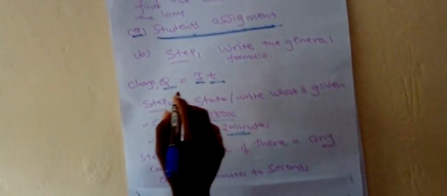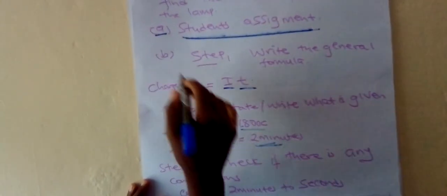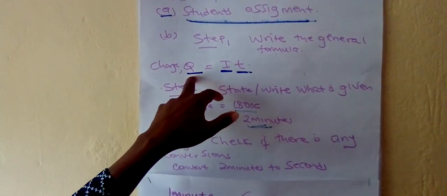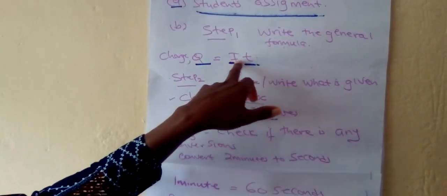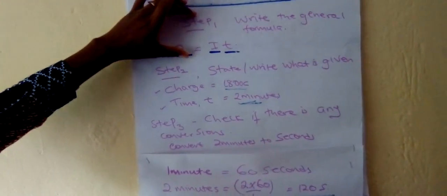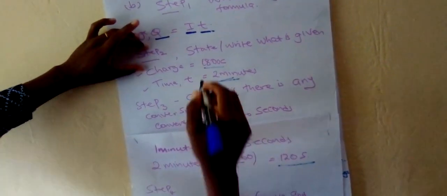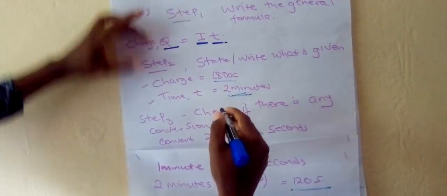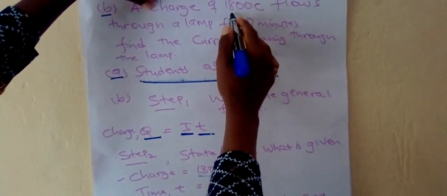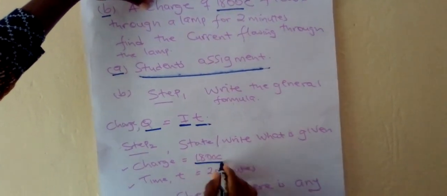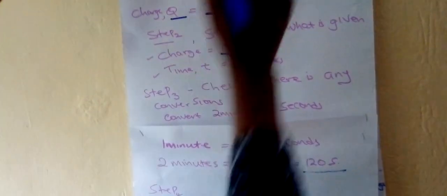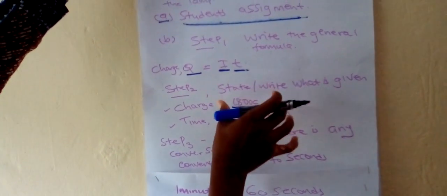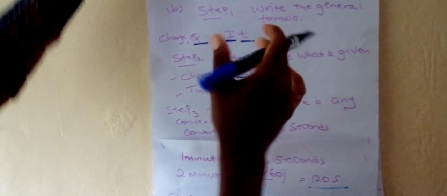We write the general formula of charge, which is Q equals I T, where Q is charge, I is current, and T is time taken. This is our first step. Step 2, we shall state or write what is given in the question. We are given charge, which is 1,800 coulombs. Then the time, which is 2 minutes. That is the second step. We list what we have from the question.